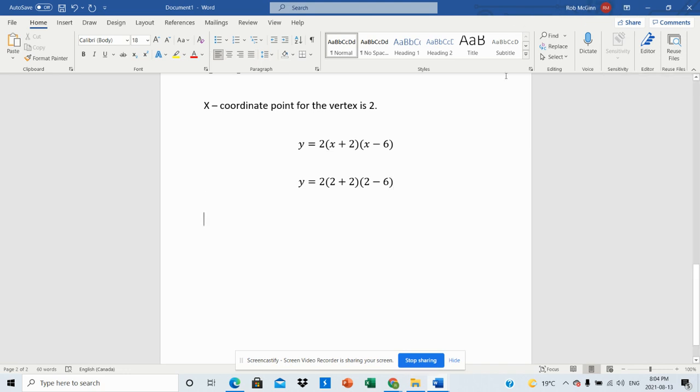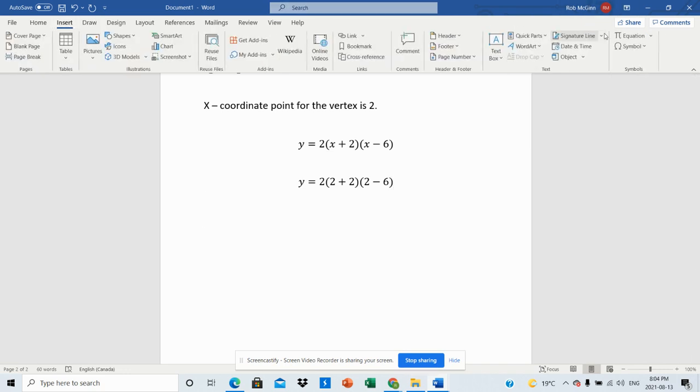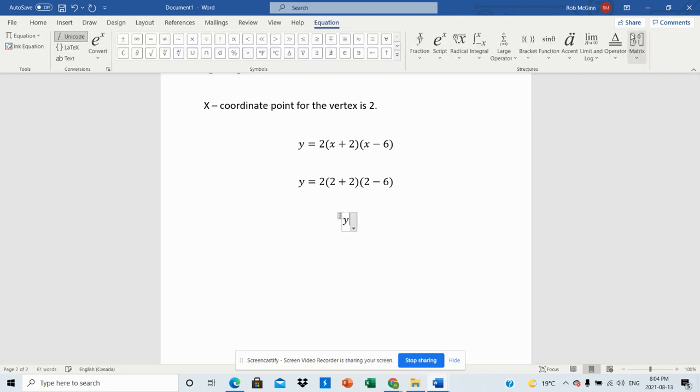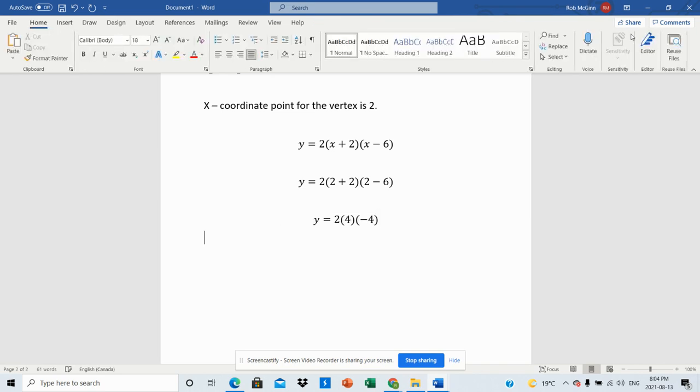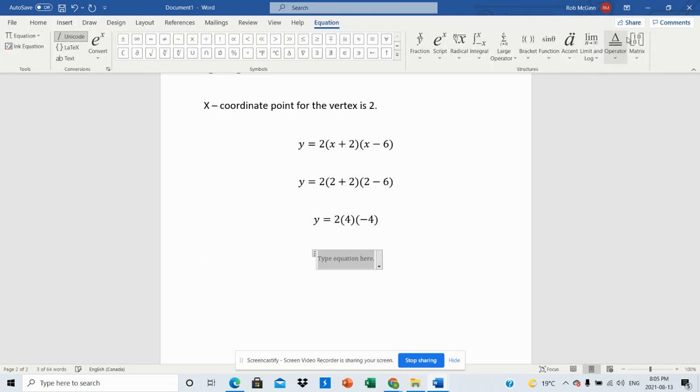First off, we're going to do what's in our brackets. Remember our order of operations. Brackets come first. So we've got 2 times 2 plus 2 is 4, and 2 minus 6 is minus 4. So now we're just going to solve for y. Y equals 2 times 4 is going to be 8. 8 times negative 4 is going to be negative 32.